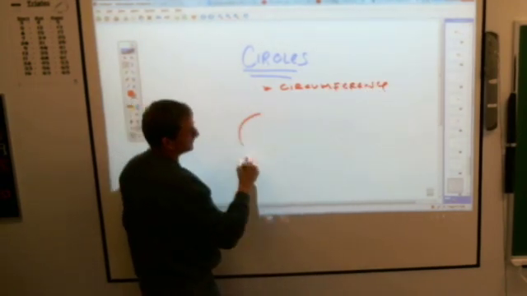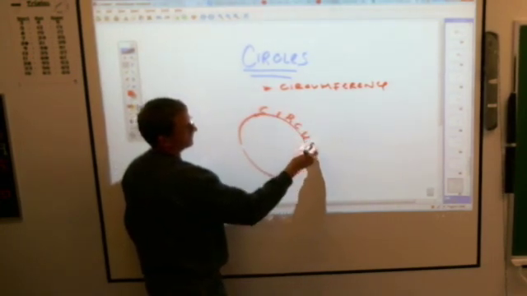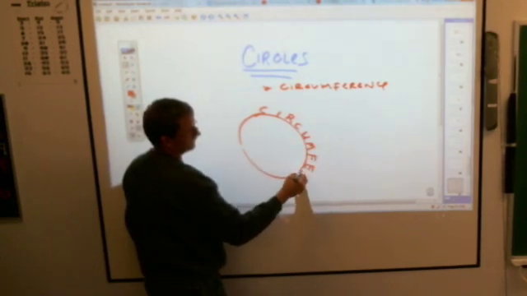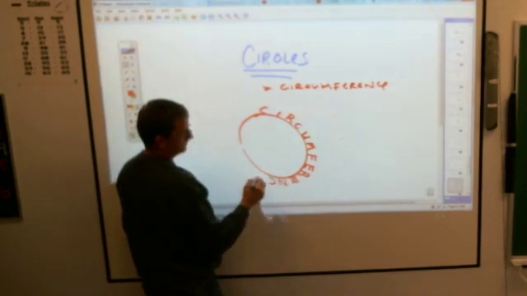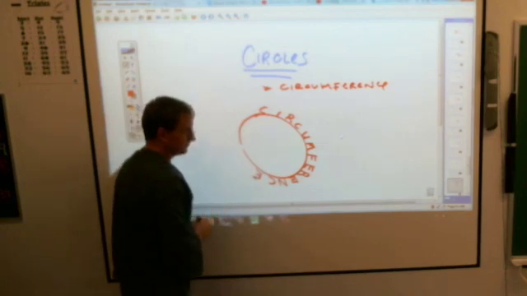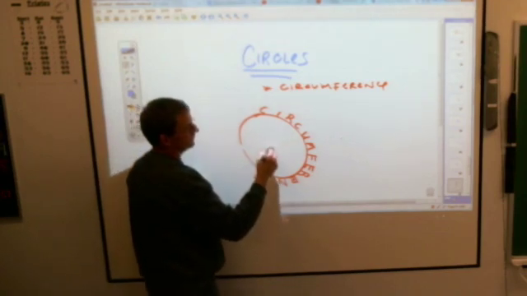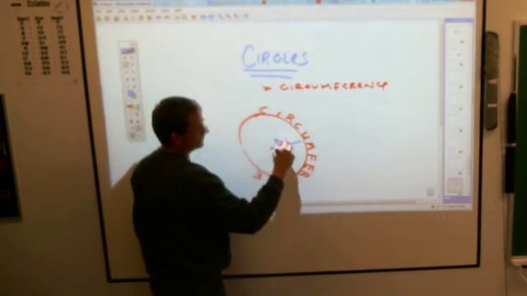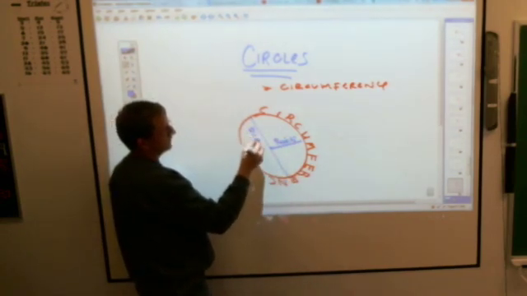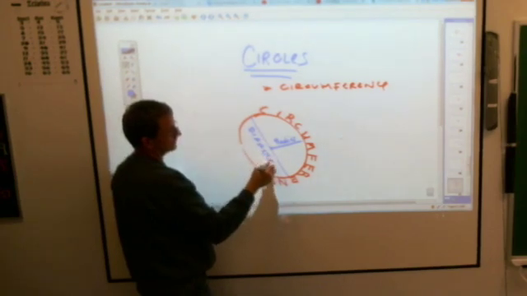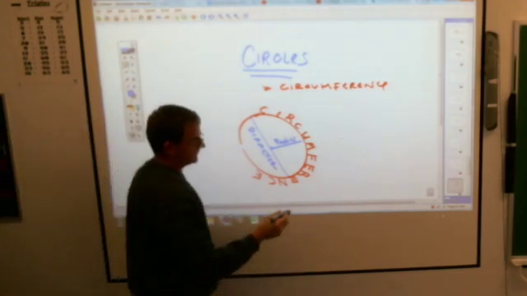Circumference is this distance around the circle. That is its circumference. And to do the circumference, you either need to know the radius, which is halfway through, or you need to know the diameter, which is all the way through. But here's kind of the gist of what today's little lesson is.